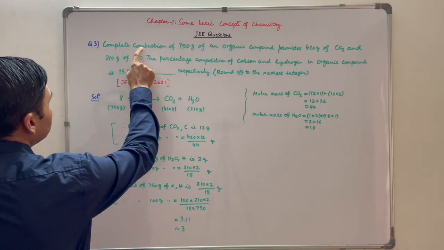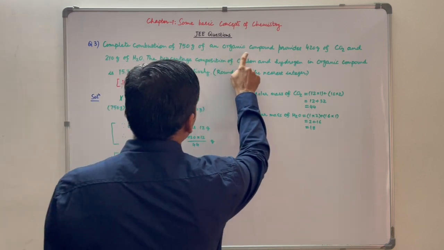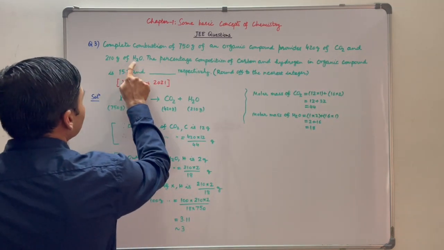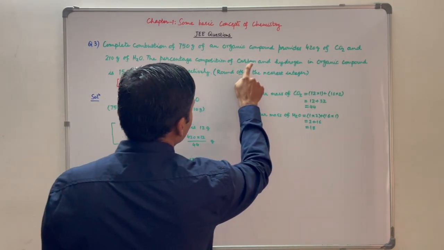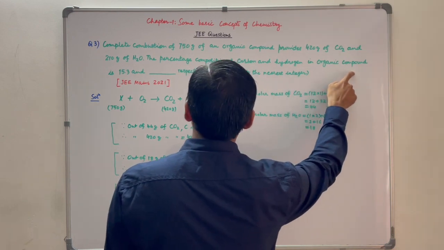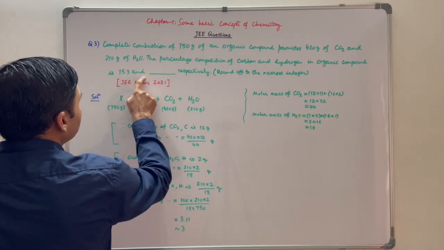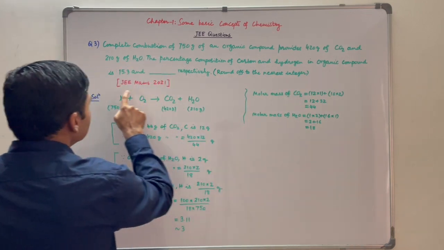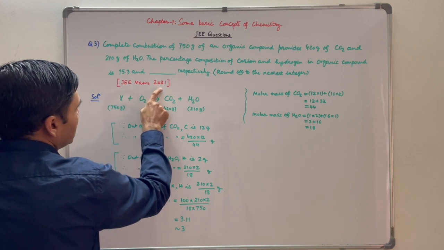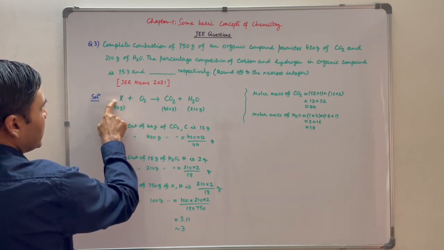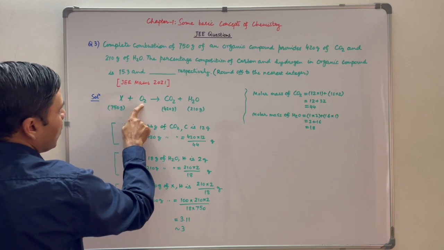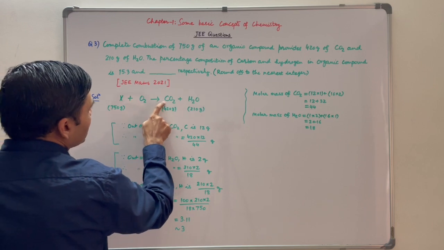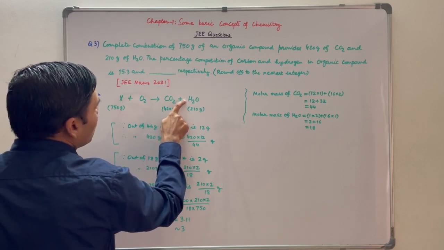Third question: complete combustion of 750 gram of an organic compound provides 420 gram of CO2 and 210 gram of H2O. The percentage composition of carbon and hydrogen in the organic compound is 15.3 and ___ respectively. Round off to the nearest integer. This question appeared in JEE Mains 2021. Suppose X is the organic compound. Combustion means reaction with oxygen. So 750 gram of X gives 420 gram of CO2 and 210 gram of water.